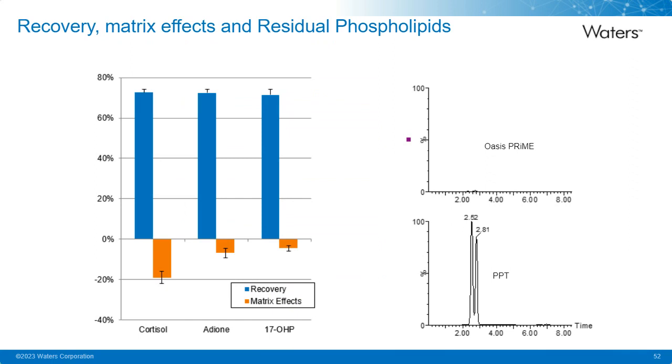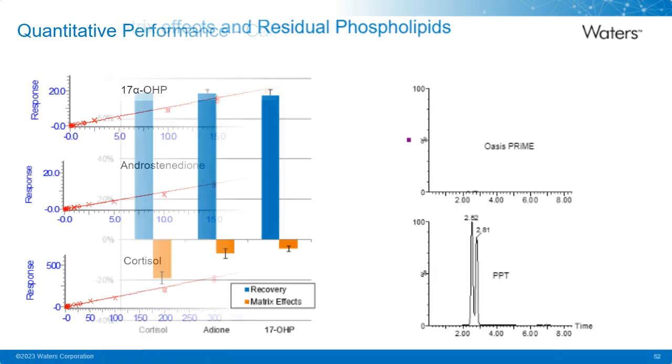Taking a look at these results, recovery and matrix effects, we're getting 70% recovery, very good, very consistent with low RSDs, and very minimal matrix effects as well, all under 20%, and a couple of them are negligible. And on the right, we're just showing residual phospholipids on the bottom from a protein precipitation, and on the top, using Oasis Prime, we get rid of about 95% of those. So a very clean, efficient, and simple method.